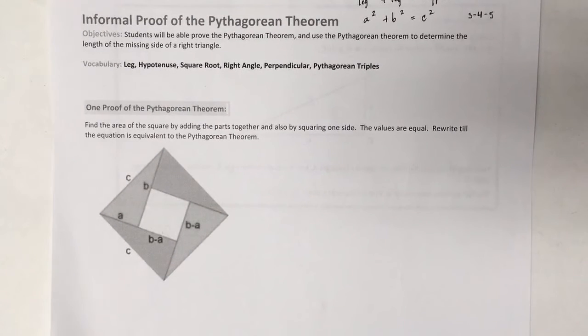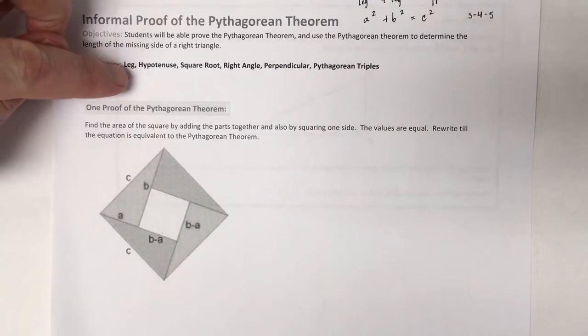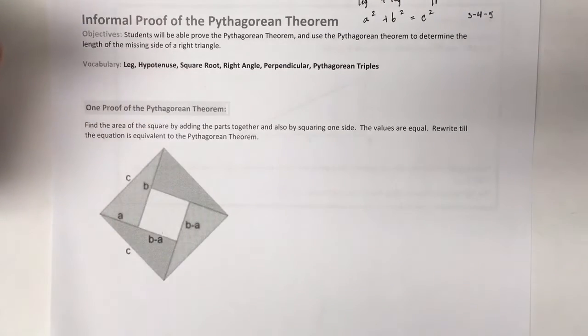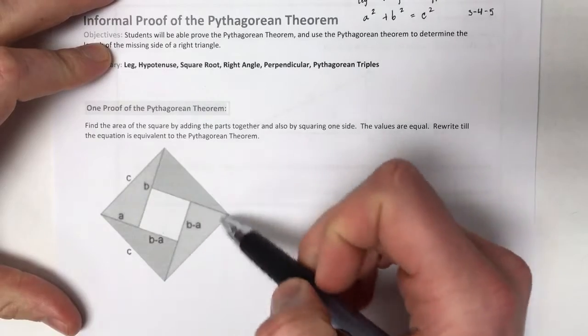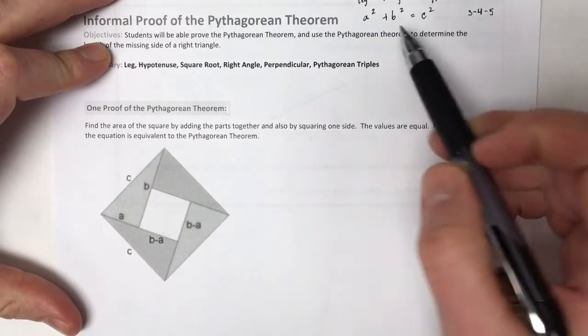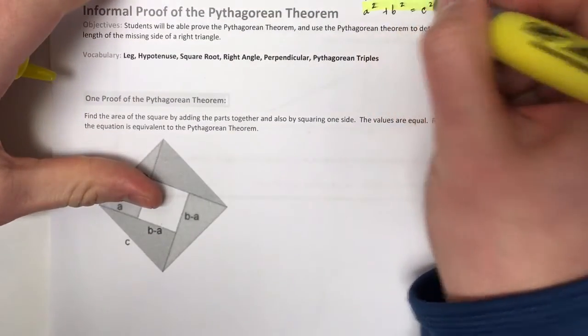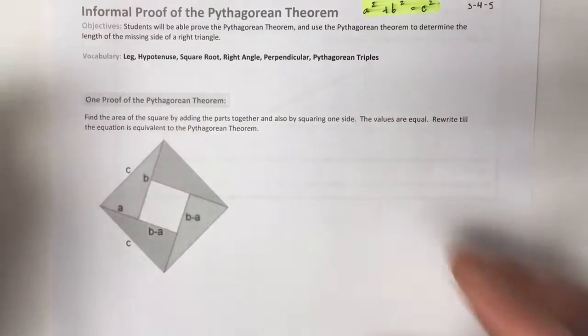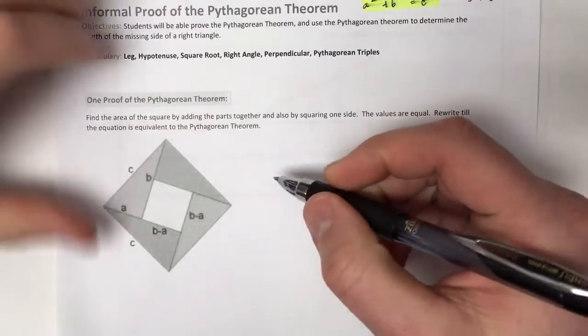Like I said, what I want to do is really focus in on the proof of the Pythagorean theorem. Words I will often use are leg, hypotenuse, square root, right angle, perpendicular, and Pythagorean triples. As we look at this, you might be wondering exactly how this relates to the Pythagorean theorem. Again, my eventual equation should be a squared plus b squared equals c squared. So how does this image help me prove that?